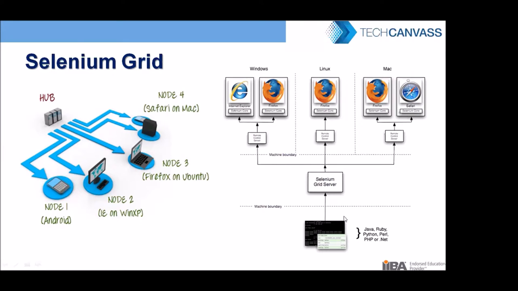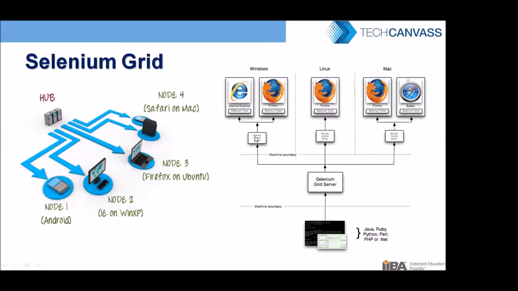Again, on the diagram on the right-hand side, as we can see, the same thing: I have some automation code written in Java, Ruby or Python, or whichever language I'm comfortable with. My code then will be sent to the Selenium grid server. This is the hub point. And then I'm sending my automation test code to different browsers on the different machines here. So again, we have Windows, Linux, and some Mac here. As you can see, we have a box for remote control here.